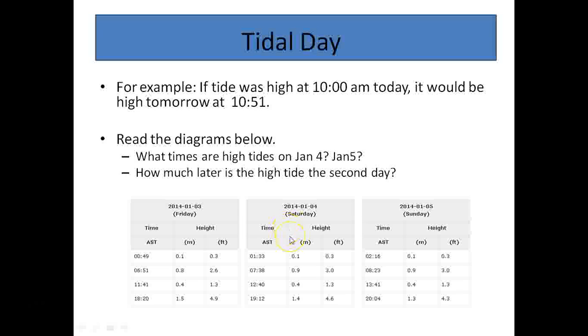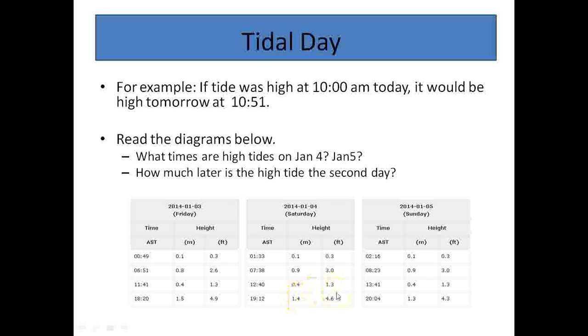So it says, what times are high tides on January 4th? So look for the larger or higher heights. So 0.9 meters or 3 feet above the average low level. It's at 7:38 in the morning. And then again at 7:12 at night, there's another high tide, 1.4 meters. And this would be the higher high tide. So this is the lower high tide, and this is the higher high tide.